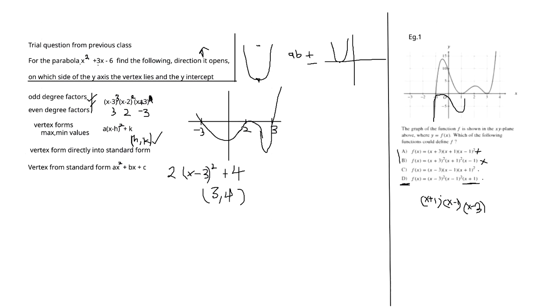So we've tackled this. Now, there is a way in which you can convert your vertex form directly into the standard form. You might be given questions where you would have to convert this form directly into the form ax squared plus bx plus c.